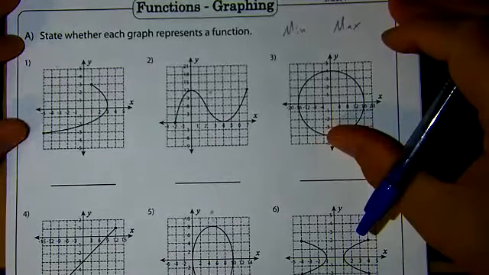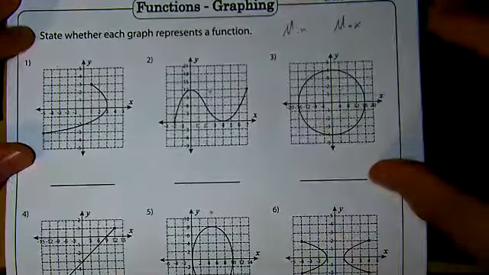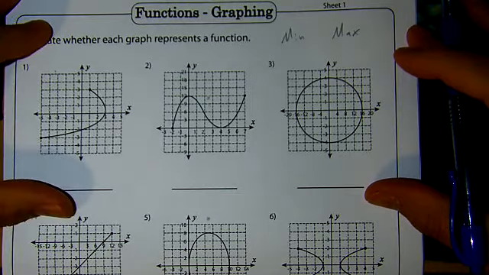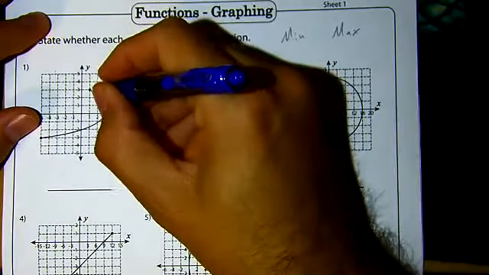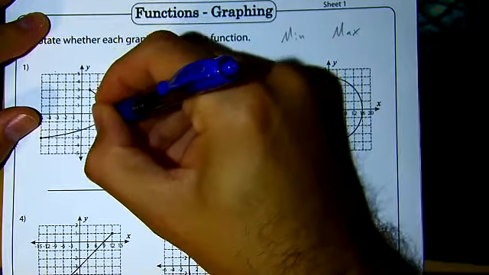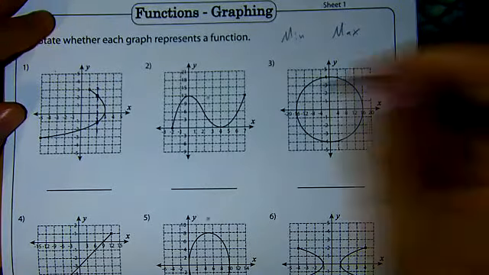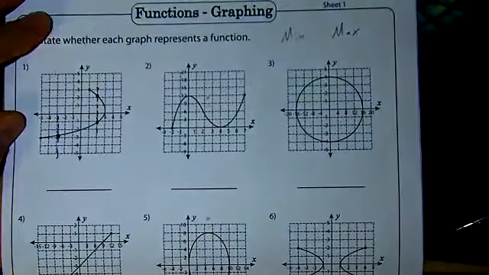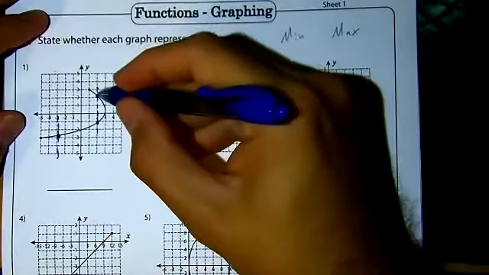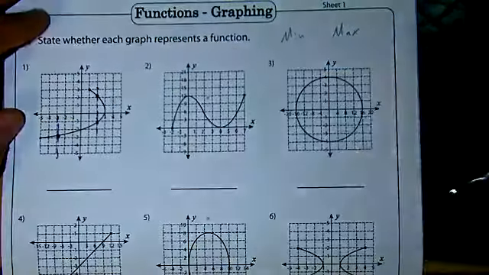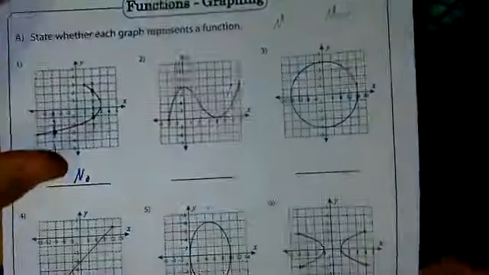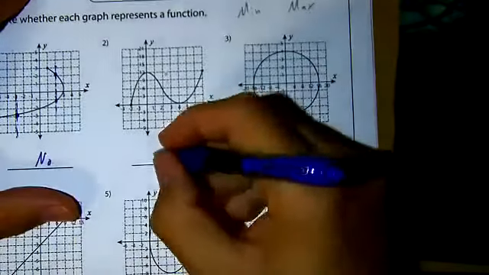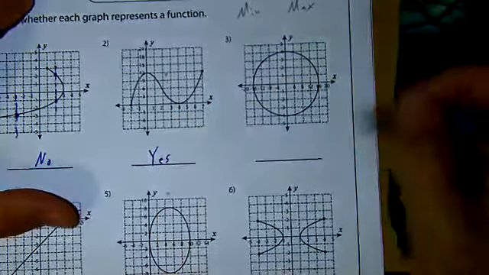Okay, state whether it's a function or not. If you want to go ahead and pause your video and work on these 3. Okay, you draw your vertical line through here, cross it twice, and remember, even though you can draw a vertical line over here and only cross this graph once, that doesn't matter. If you can cross it more than once anywhere, then it's a no. This one, no matter where you draw your straight line, you can only cross it once, so it is a yes.